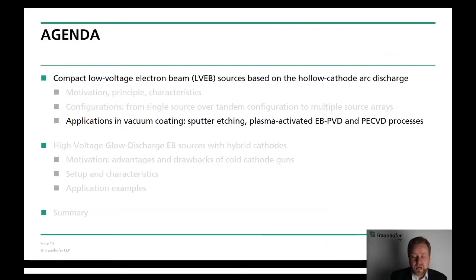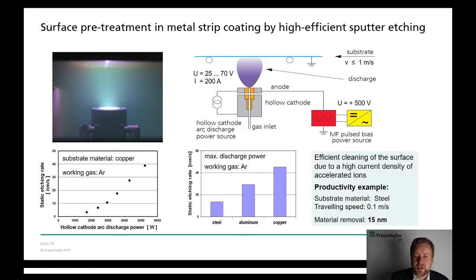Okay, so this was already the first application. So now we know how to configure and how to install this plasma source, and now it's a question of how to apply this in vacuum coating. First of all, before we start coating, the substrate typically needs to be pre-treated and cleaned from surface contaminations. And this can be done with the hollow-cathode by sputter etching.